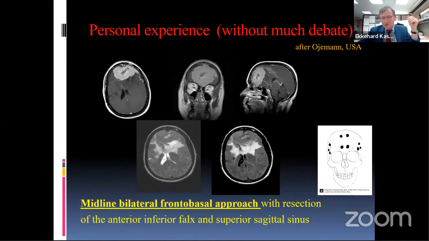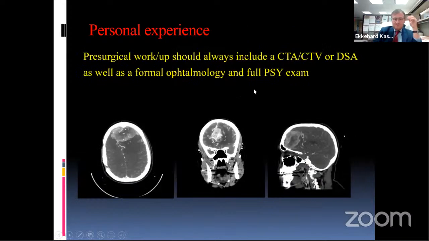So when I started doing this, I trained at Mass General in Boston under Ojemann, and everybody took these out with a bifrontal approach, which you see here from the burr hole distribution. It's a huge surgical access. You basically take out the entire forehead and you resect the anterior falx and you tie off the superior sagittal sinus to get to the lesion. And that may be the right thing for some complicated lesion that reaches high up and involves a lot of dura, but maybe it's not.